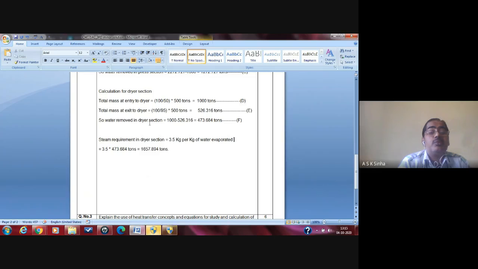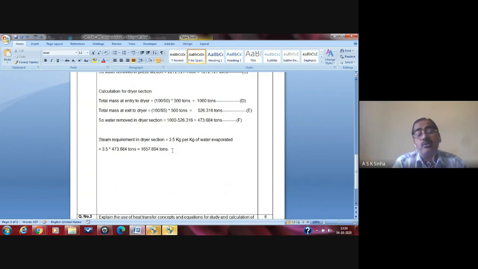That is the water removed in the dryer section. The dryer removes water based on the evaporation process only. So 473 is the water evaporated, and we multiply it by the quantity of steam per kg of water, 3.5. So 3.5 multiplied by 473.684 comes to 1657.894 tons. In this way, we calculate the steam requirement on a daily basis.